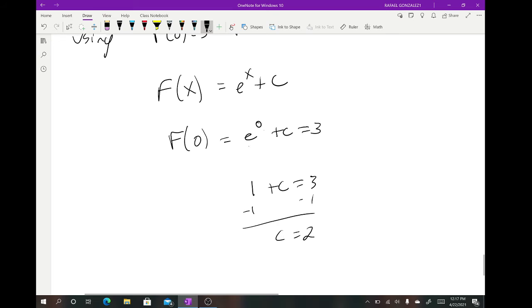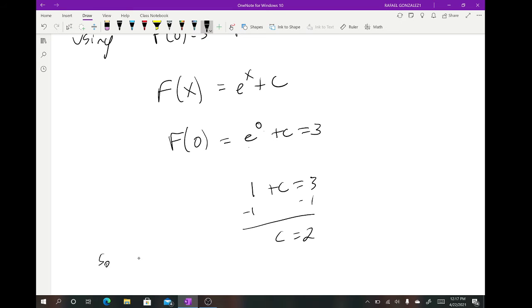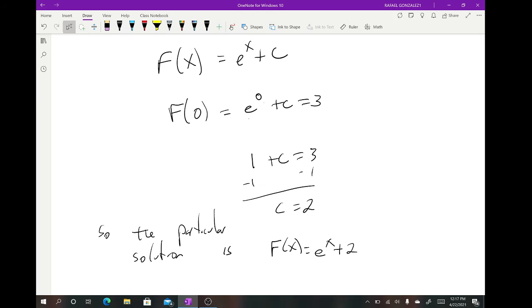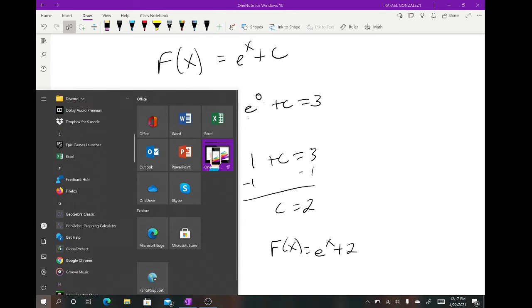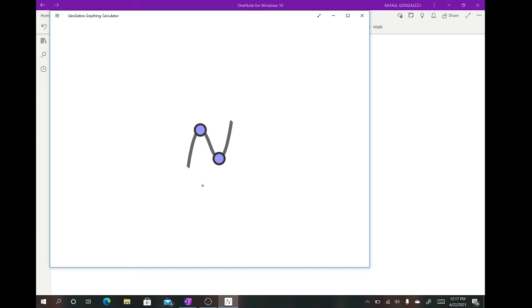So the particular solution, capital F of x, is equal to e to the x plus 2. Okay? And maybe I should show you real quick on GeoGebra what's going on.